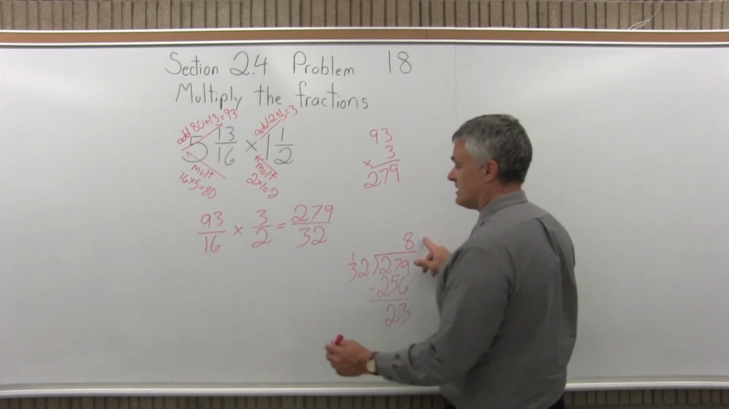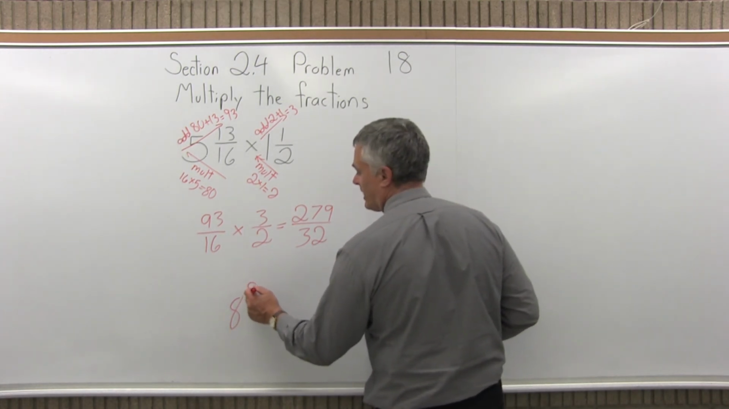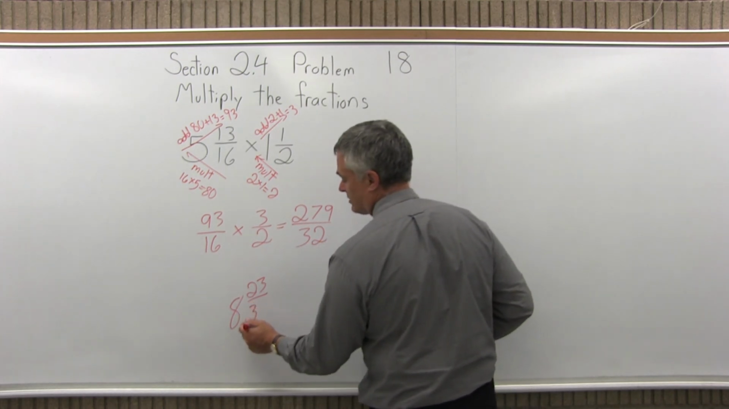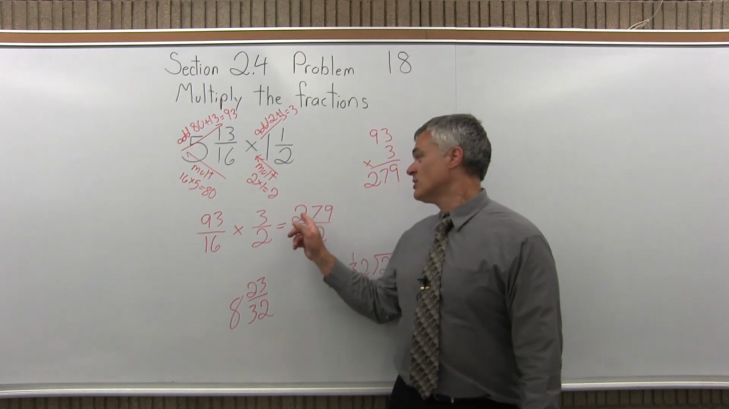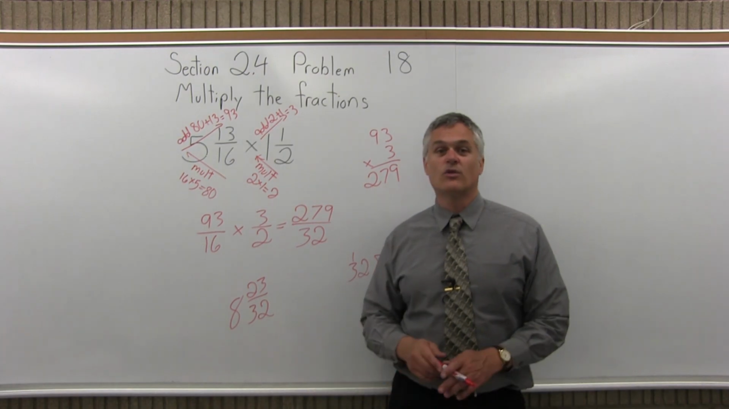So my answer is the number on top is the whole number. The remainder is my numerator. And then the denominator stays the same. Basically, it was 32, it stays 32. It's the number outside of the division. So you could state your solution as 279 over 32, or 8 and 23 over 32.